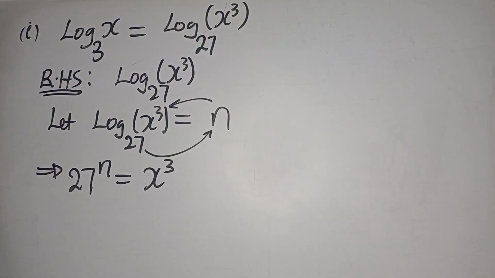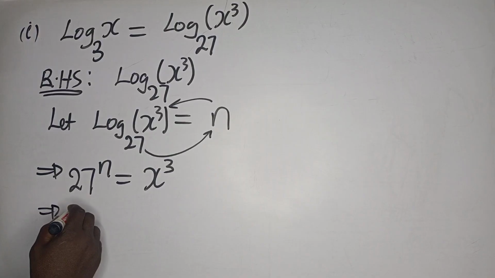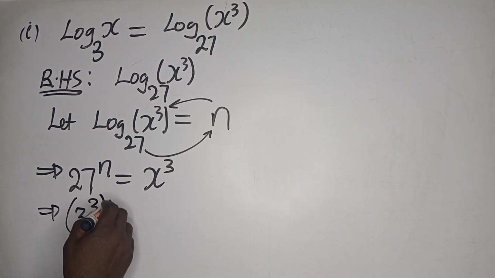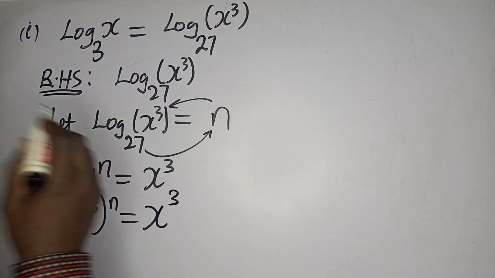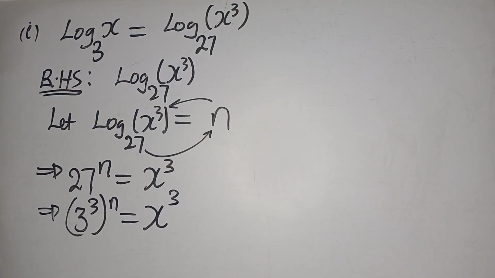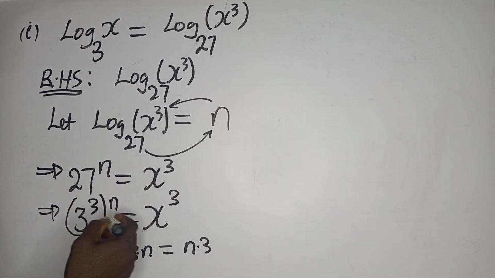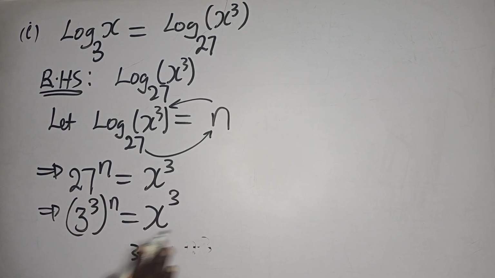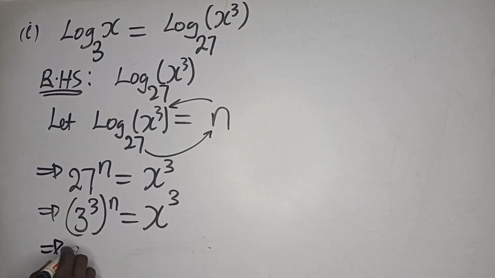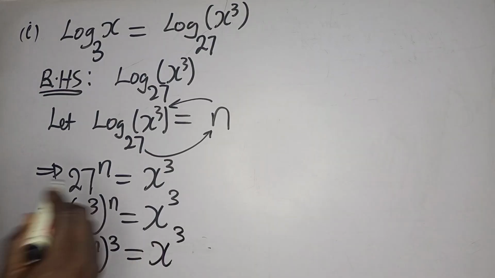So we'll write 27 as 3 to the power cube. So we have 3 to the power cube raised to the power n is equal to x to the power cube. But the external power here is n, not 3. Remember, 3n can also be written as n times 3. You know multiplication is commutative. 3 multiplied by n is the same value as n multiplied by 3. Our aim is to have 3 outside so that we can have the overall power 3, just like here the power is 3. So we will rewrite this as 3 to the power n, raised to the power 3, is equal to x cubed.